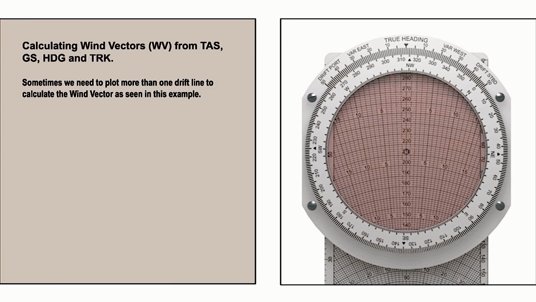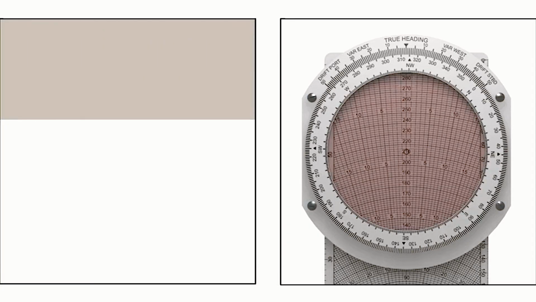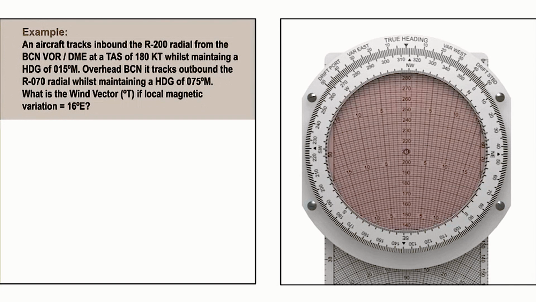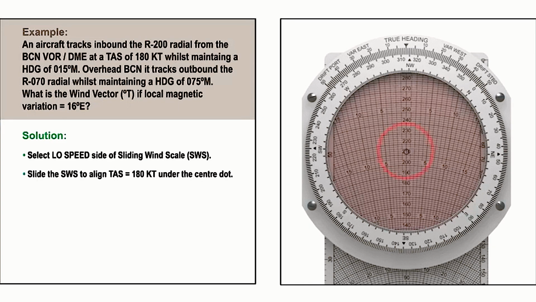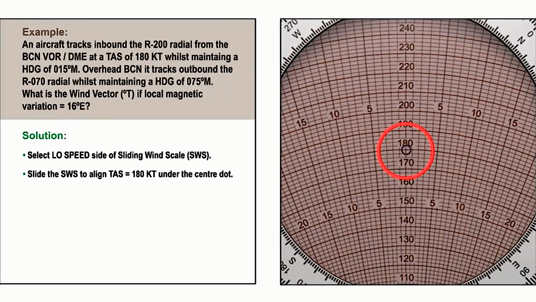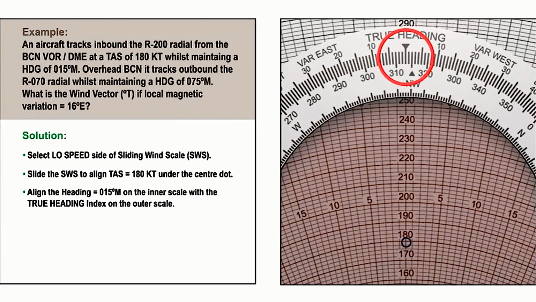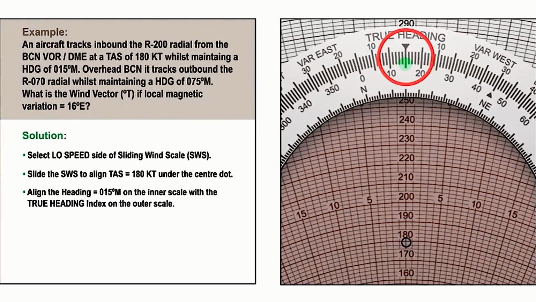Sometimes we need to plot more than one drift line to calculate the wind vector, as seen in this example. In this example, we first need to calculate the inbound drift. Using the low speed side of the sliding wind scale, we position the centre dot over the true airspeed of 180 knots and align the inbound heading of 015 degrees magnetic on the inner scale with the true heading index.